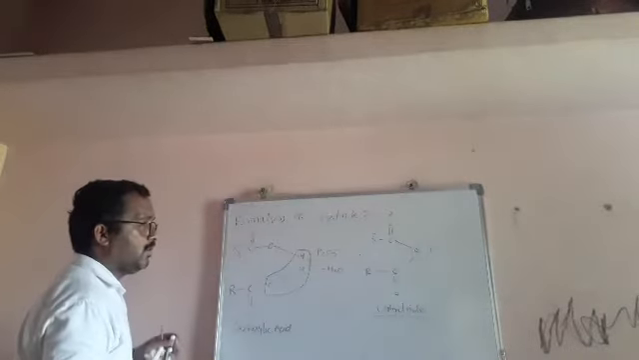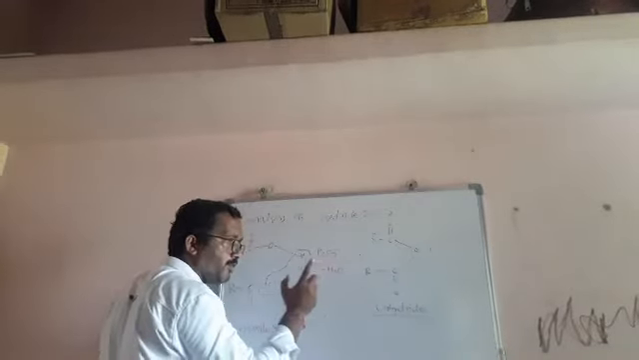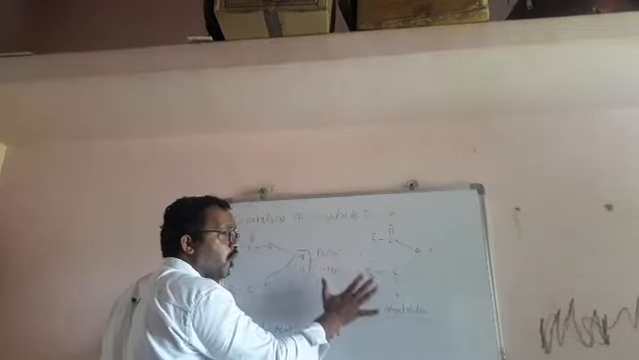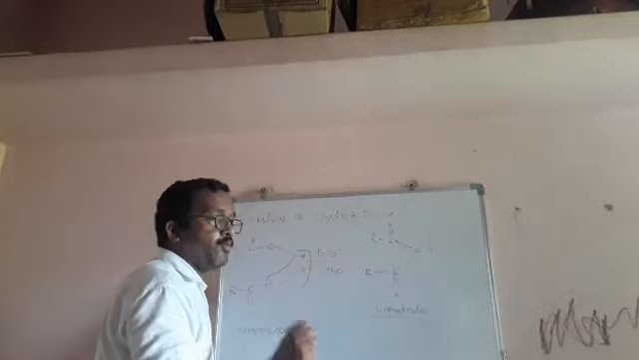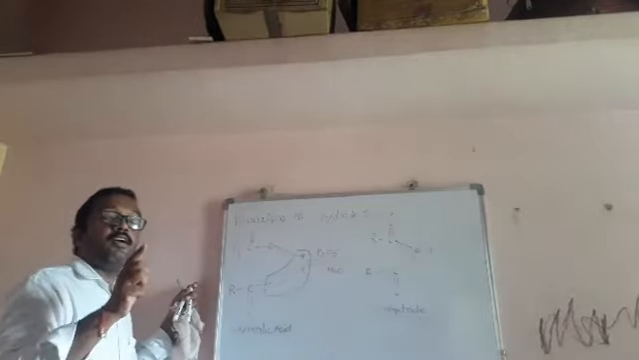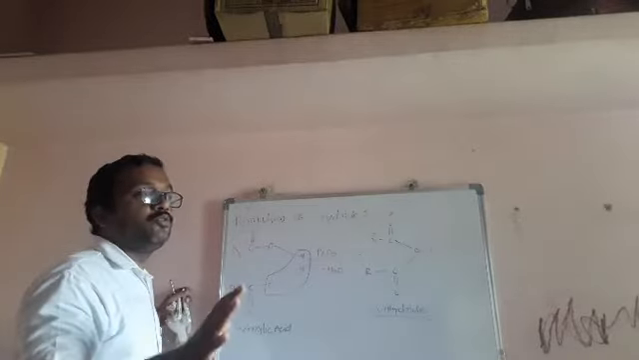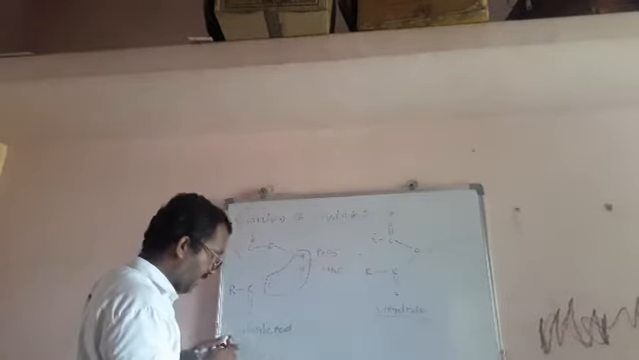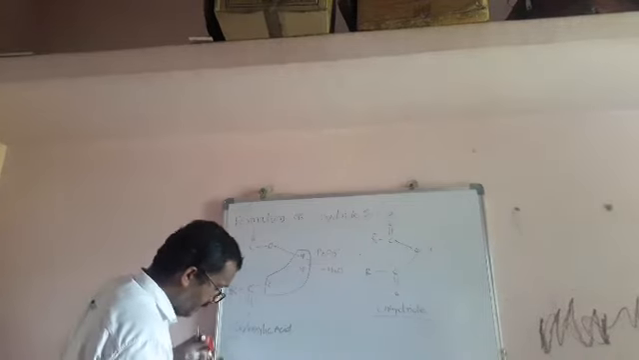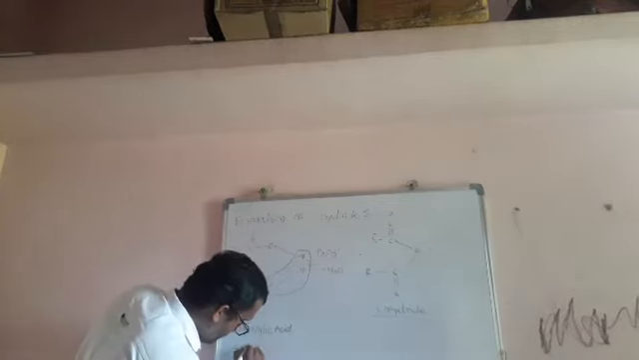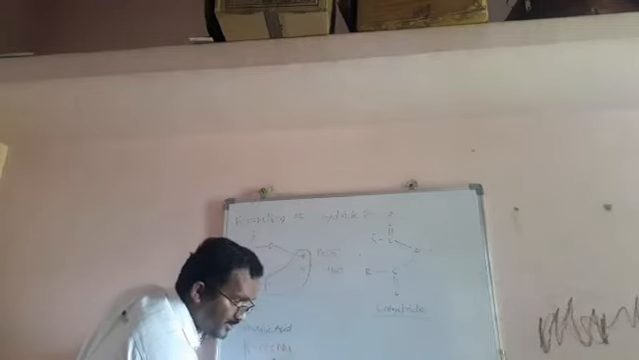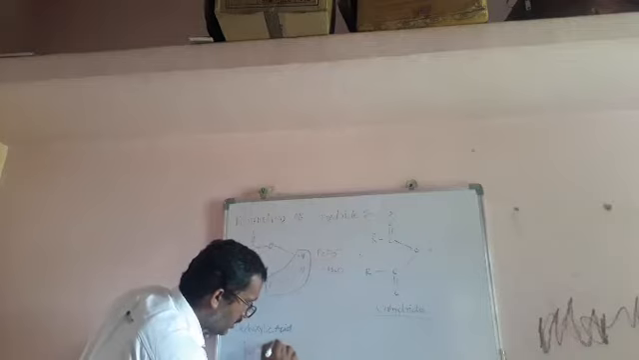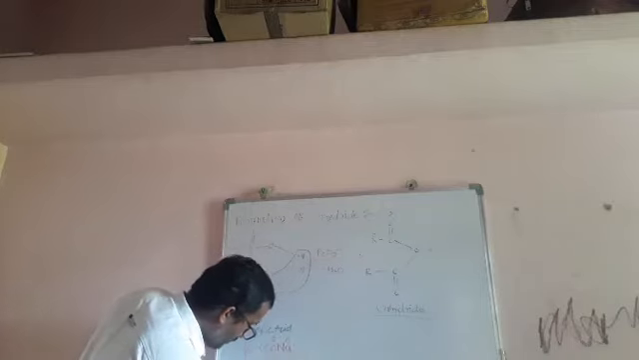For a better yield of anhydrides, sodium carboxylate is heated with an acyl chloride. That gives a better yield of anhydride, and the reaction is: sodium carboxylate, RCOONa, that is RCOO minus Na plus. This is a sodium carboxylate.